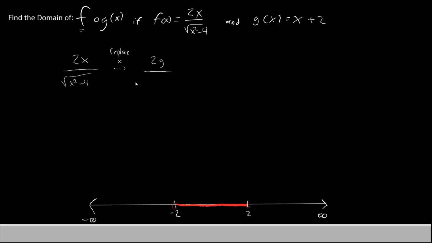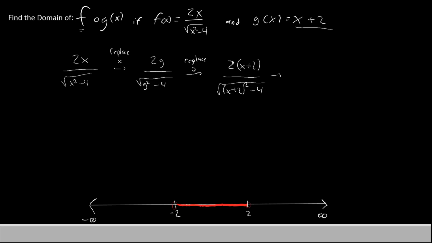So I have 2 times g divided by the square root of g squared minus 4. And then we'll replace the g with what the g is. So we'll have 2 times our g function, x plus 2, divided by the square root of x plus 2, the quantity squared, minus 4. We can probably simplify this a little bit.